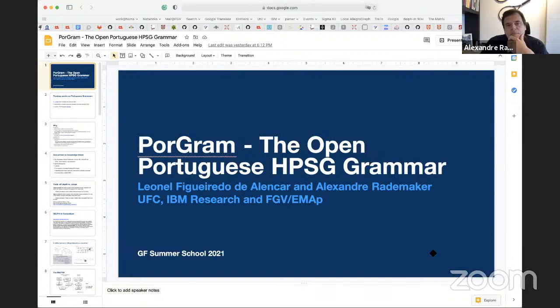So the work that I present here is this Portuguese grammar. This is joint work with Leonel. Leonel presented yesterday here his work on a GF grammar for a Brazilian Indian language. And I have to say that Leonel is the main maintainer of that, right? I'm learning a lot from Leonel.